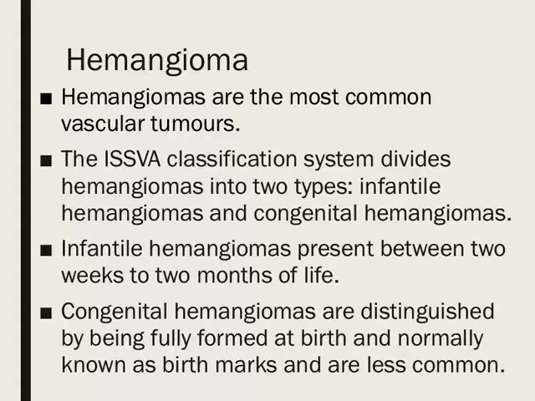So with the hemangioma, they are the most common, as I've mentioned. And with the classification, you have the infantile and the congenital. The infantile ones are not present at birth. You don't see it, but by 2 weeks to about 2 months, it appears on the infant. With a congenital, it means that the child is born with it, and usually those are the ones that we call birthmarks.